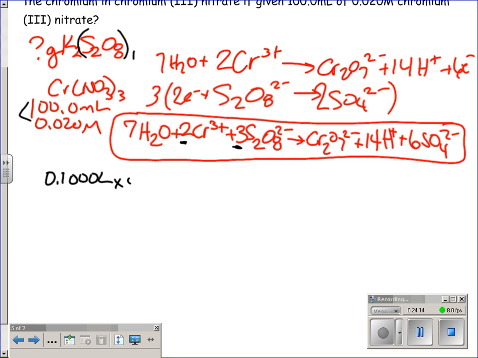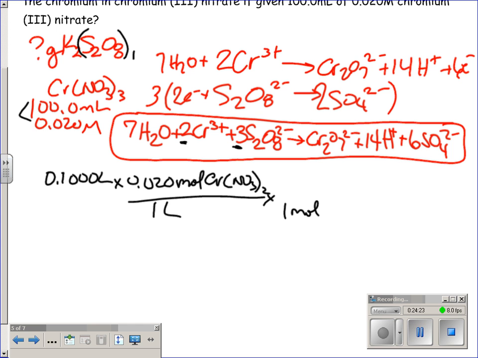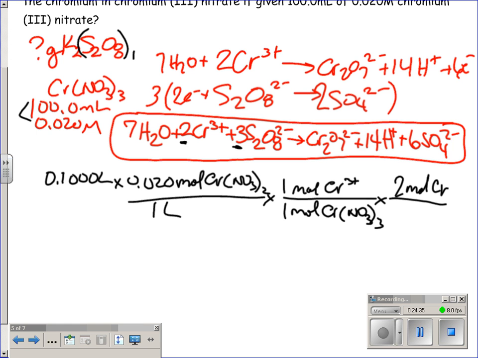1000 liters times 0.020 moles of chromium. I'm going fast and furious here, okay? 1 mole of chromium 3, ratio of, I'm just taking my sweet time. 2 moles of chromium, I lied. Okay, 2 moles of chromium 3, 3 moles of peroxydisulfate.